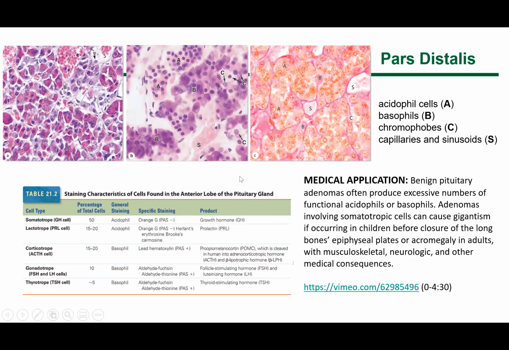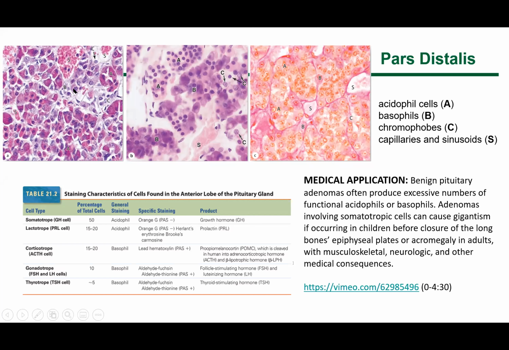Okay, and now we get to look at some pretty colors. So what you're seeing here are 3 different staining options for this tissue. In the leftmost image, you can see eosinophils are very bright magenta, and then the basophils are darker purple.